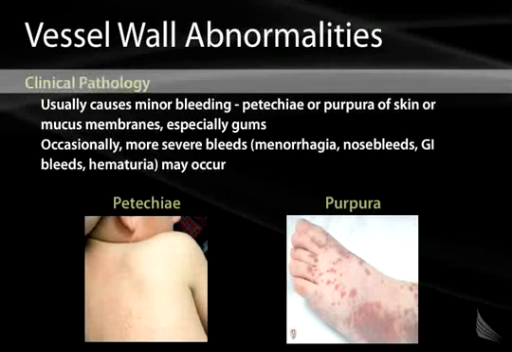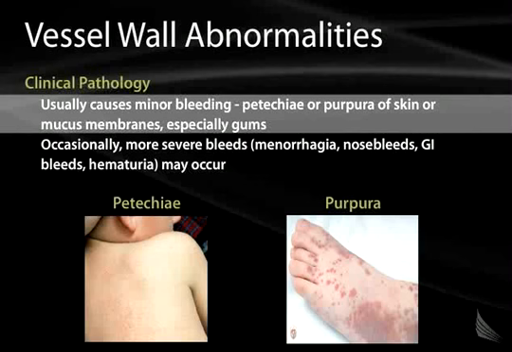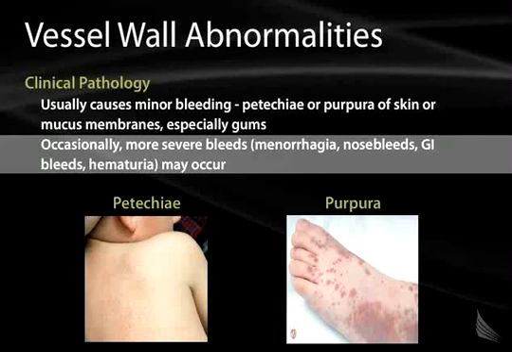Talking about the clinical pathology that you'll see in these diseases of the vessel wall abnormalities, they can cause minor bleeding, such as purpura or petechiae in the skin or mucous membranes, particularly the gums, as I mentioned again, in all of the above-mentioned abnormalities. Occasionally, more clinically significant bleeding, such as menorrhagia, epistaxis, lower GI bleeding, or blood in the urine may occur. It's important to look at petechiae versus purpura, and you can see the difference there, where the petechiae are present on the left-hand side and the non-blanching purpuric lesions are seen in the picture on the right.